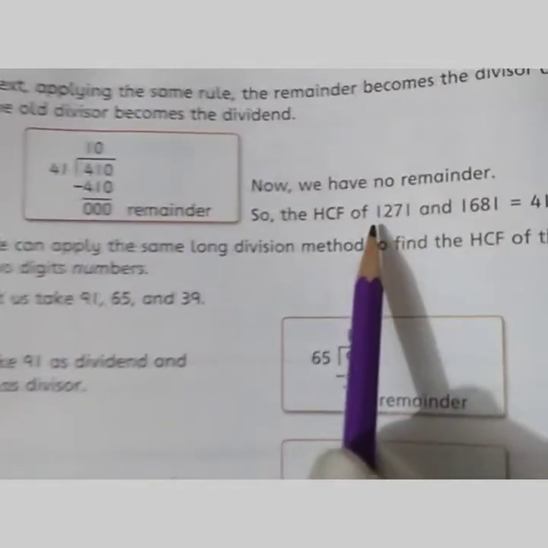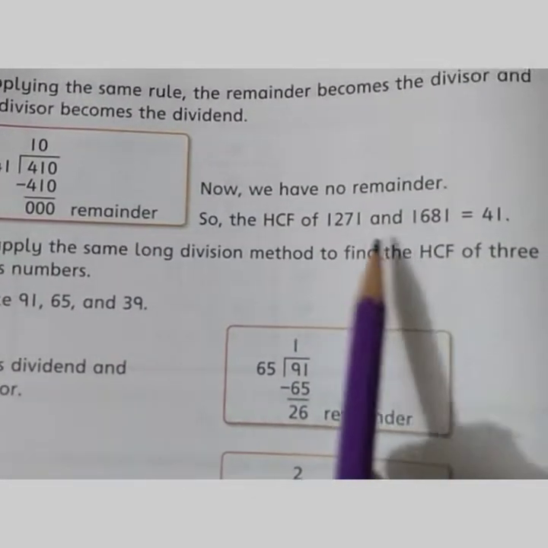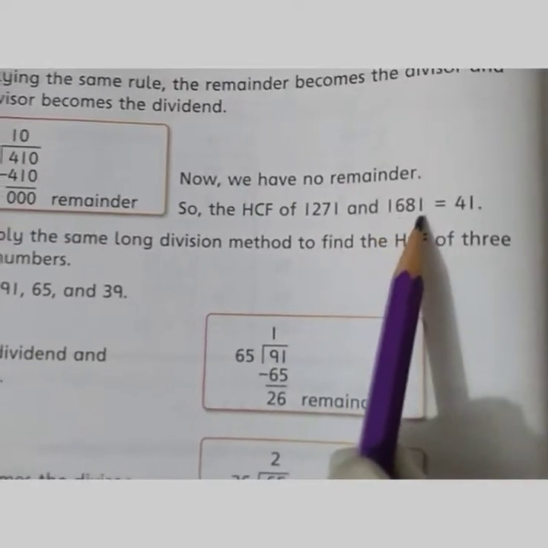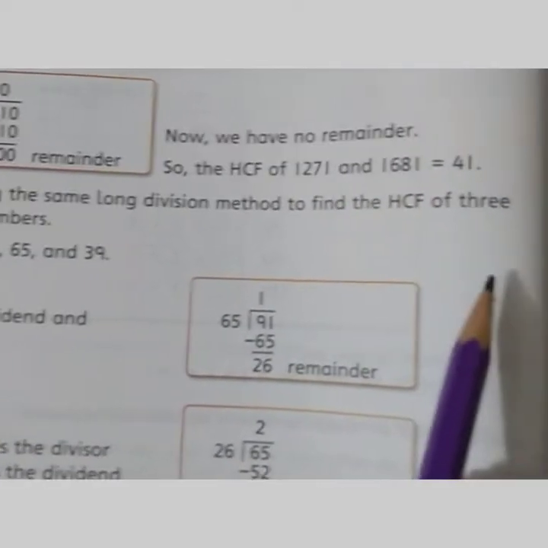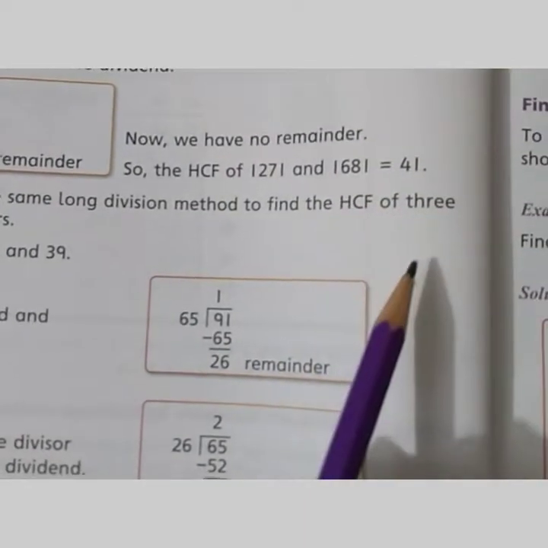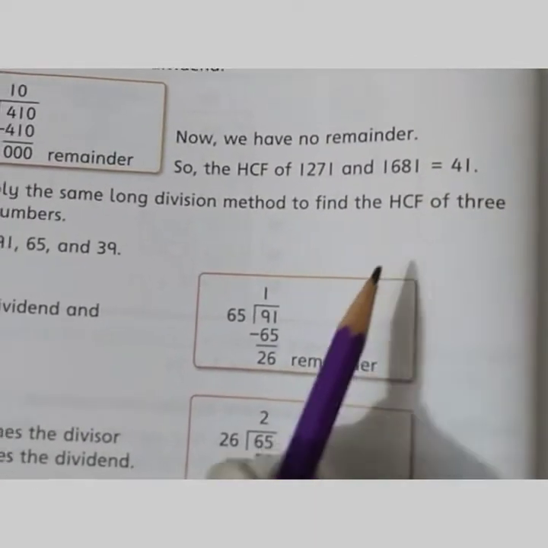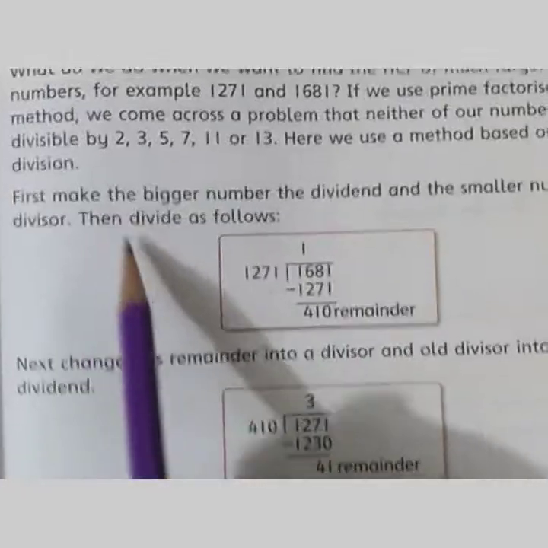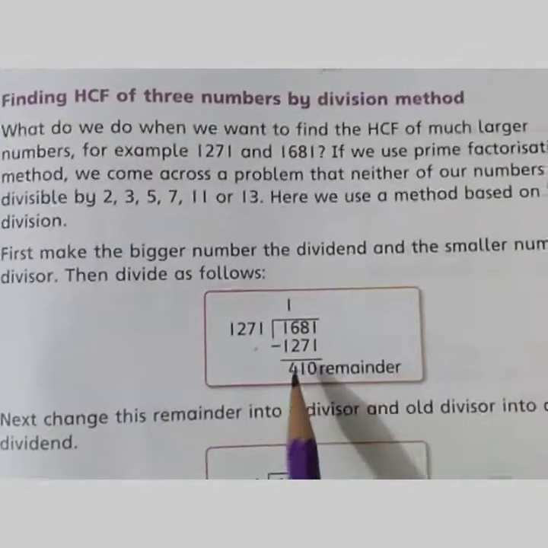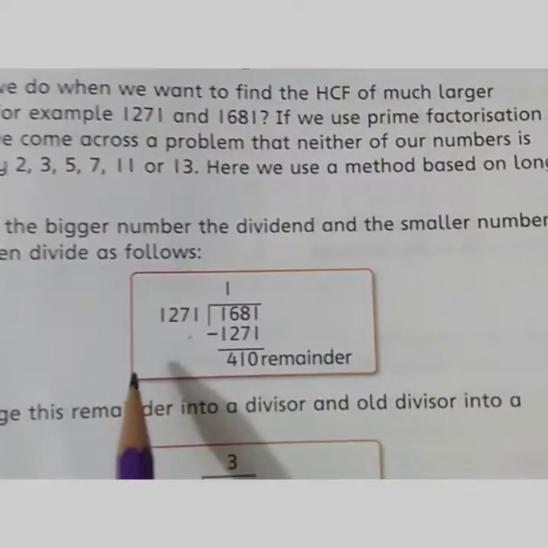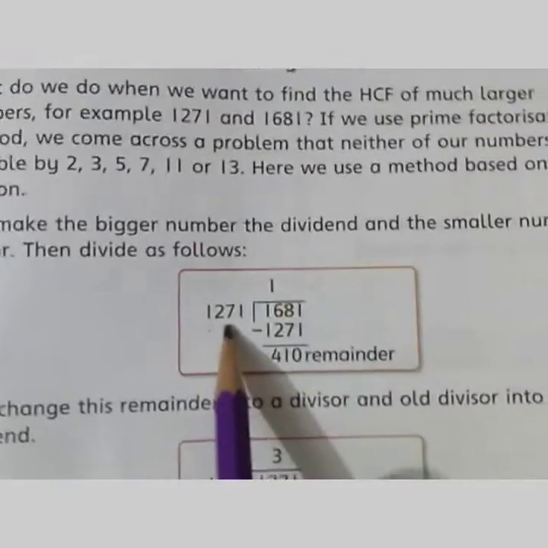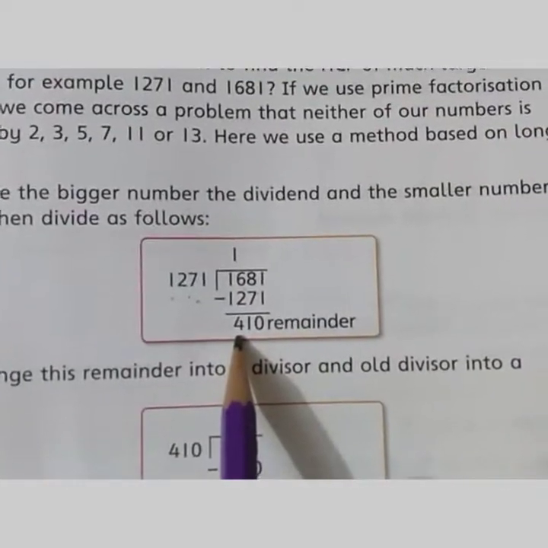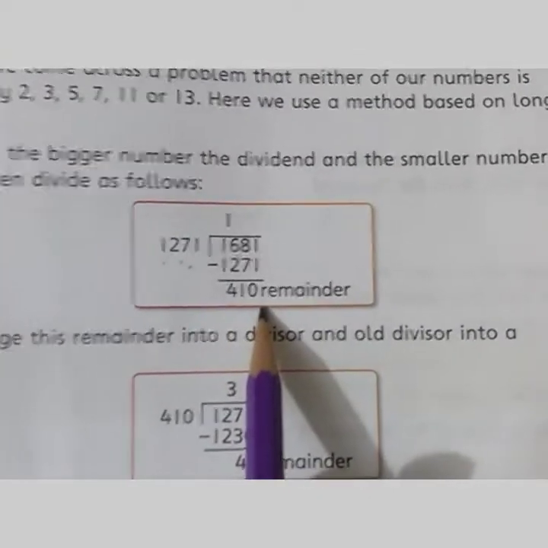If the numbers are 1271 and 1681, how can we find the highest common factor? First, make the bigger number the dividend and the smaller number the divisor. 1681 divided by 1271. The remainder is 410.